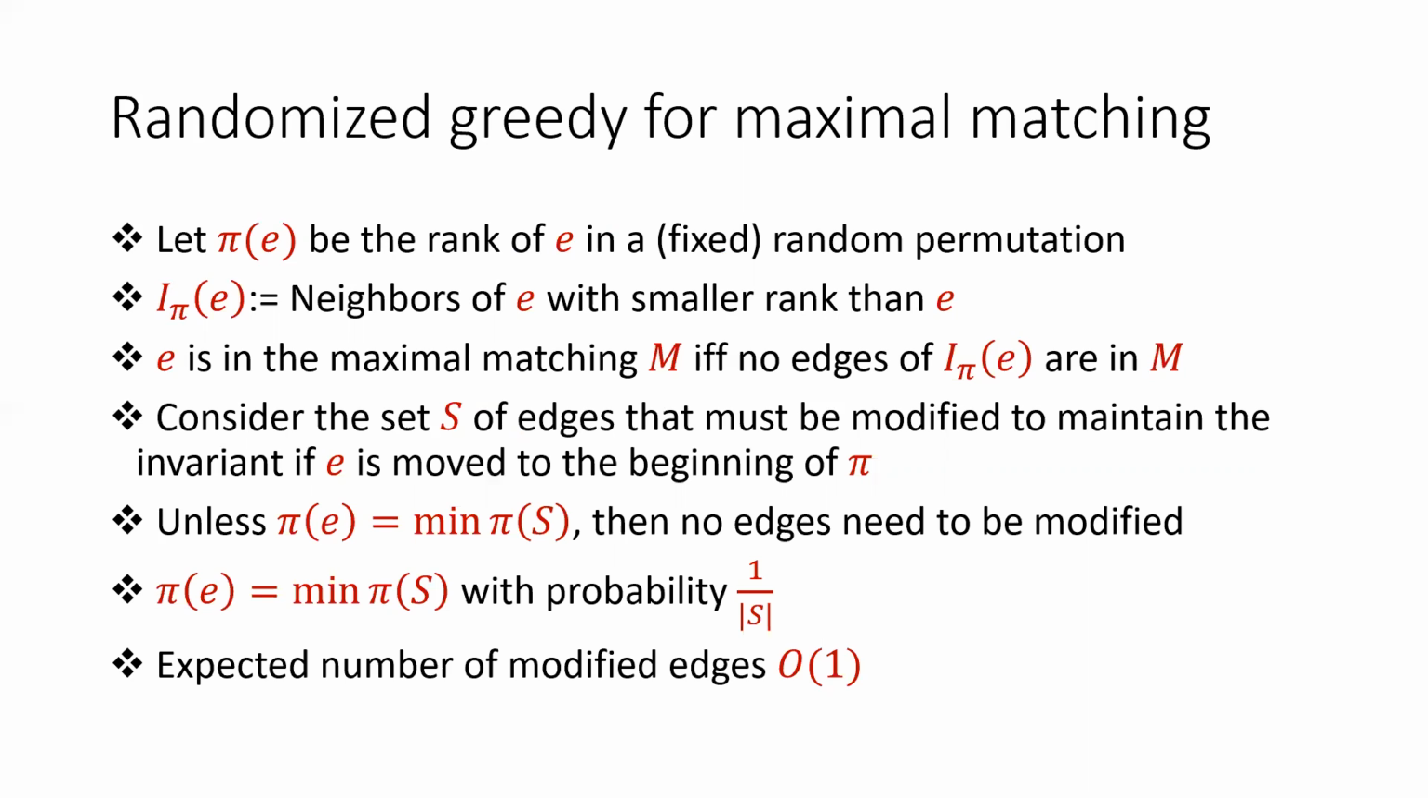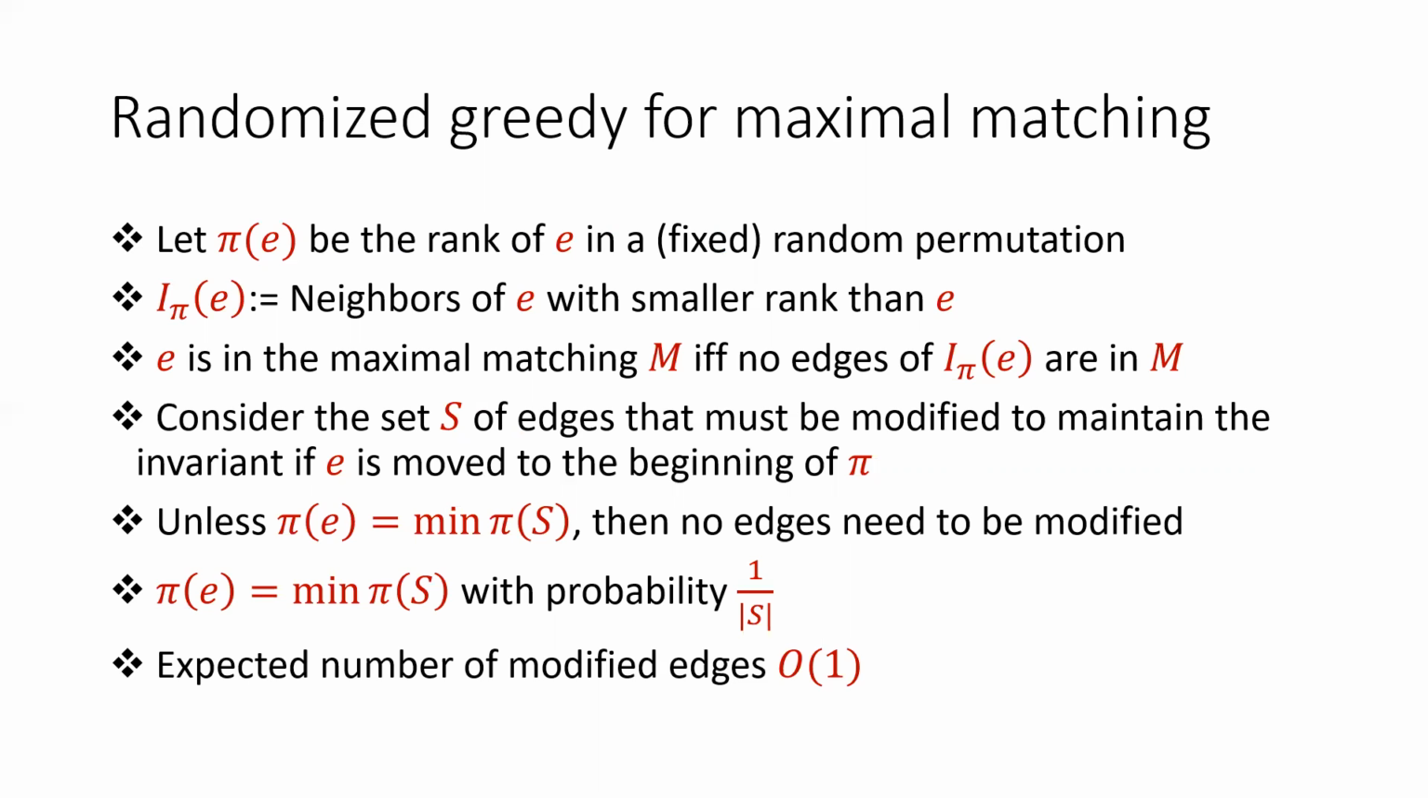Now we want to consider the set S of edges that must be modified to maintain the invariant if an edge e is moved to the beginning of pi. So this is our sensitivity analysis, where we show that e is added or deleted. But actually, we show that we can consider the case where e is moved to the beginning of the permutation.